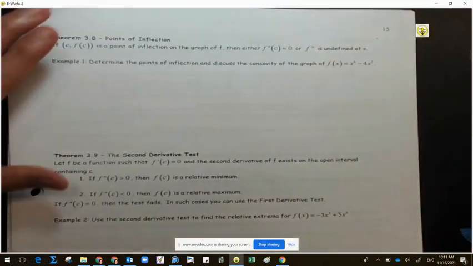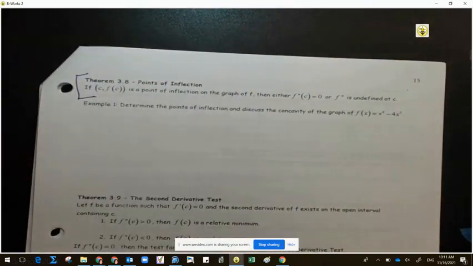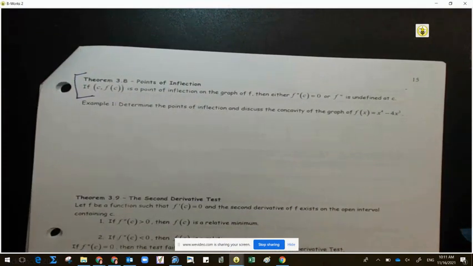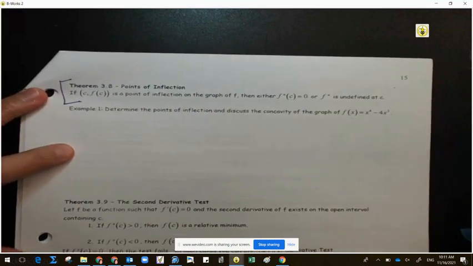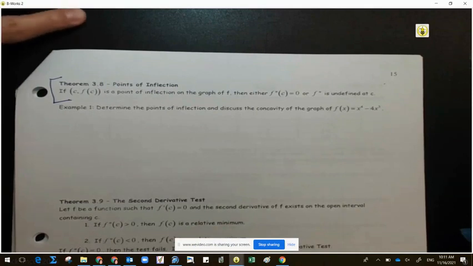Okay, our next page. Let's read this piece to your neighbor. If c is a point of inflection on the graph of f, then either f double prime is 0 or f double prime is undefined. That's part of 3.4, but it's theorem 3.8. Theorems have their own numbers. Don't let that interchange confuse you.